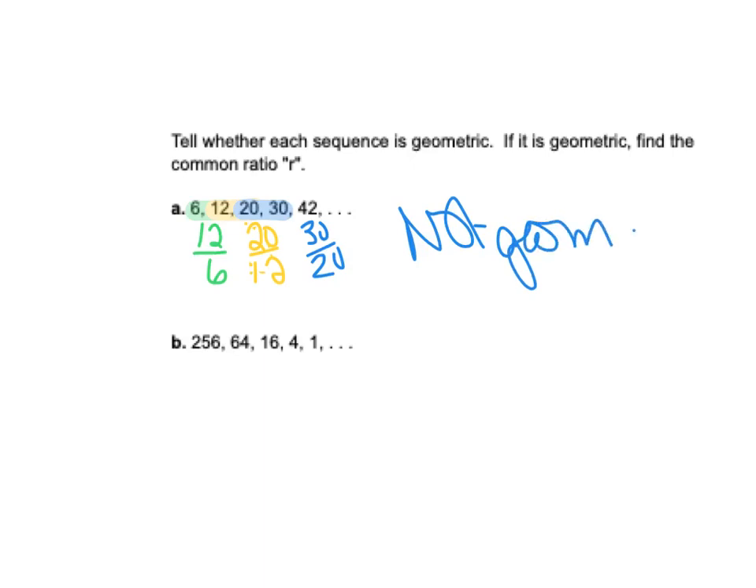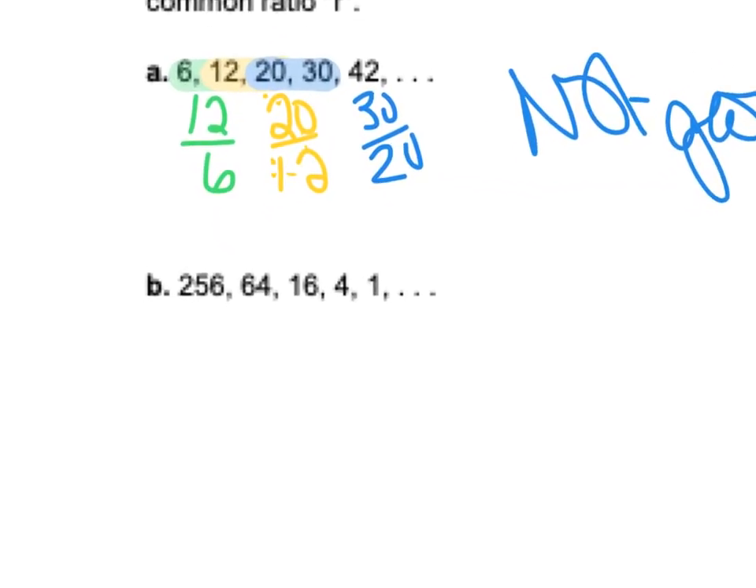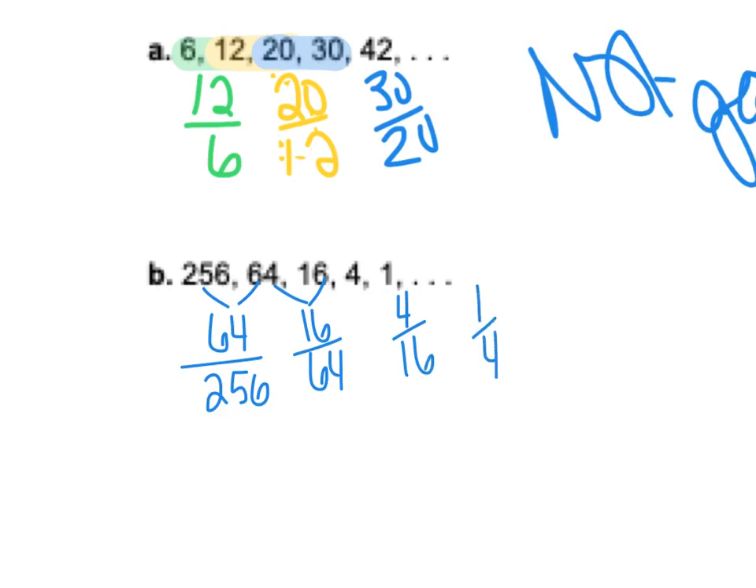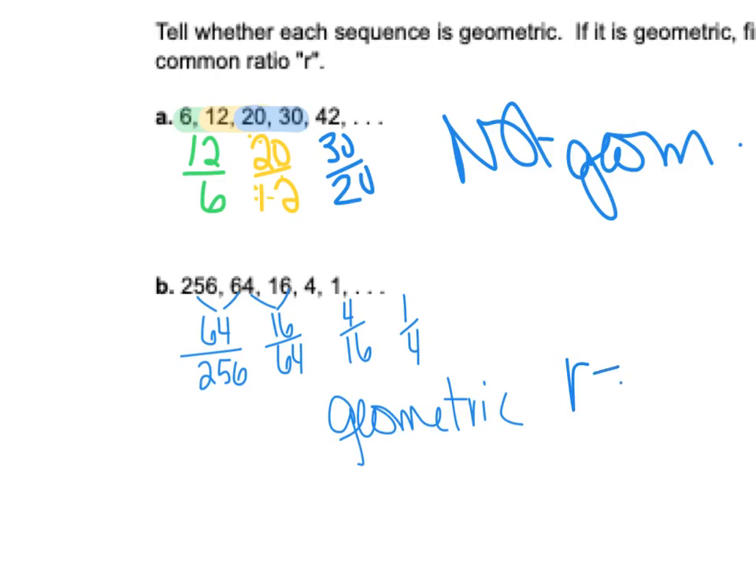The next one, we have 256, 64, 16, 4, and 1. If we compare a term to the term previous to it, we would have 64 over 256, then 16 divided by 64, then 4 divided by 16, and 1 divided by 4. If all of these simplify to the same thing, then it's geometric. And in fact, they do. All of these ratios simplify to 1/4. So yes, this one is geometric, and its common ratio is 1/4.